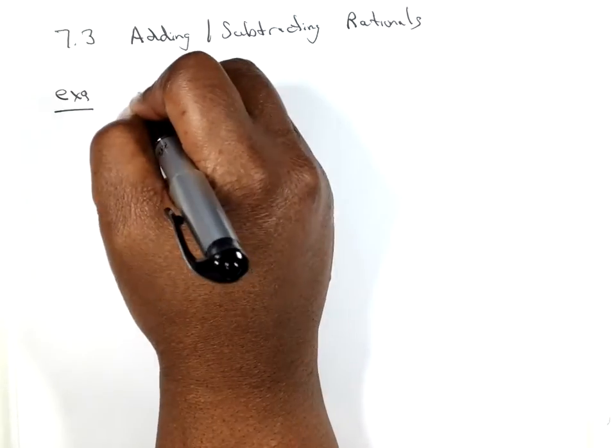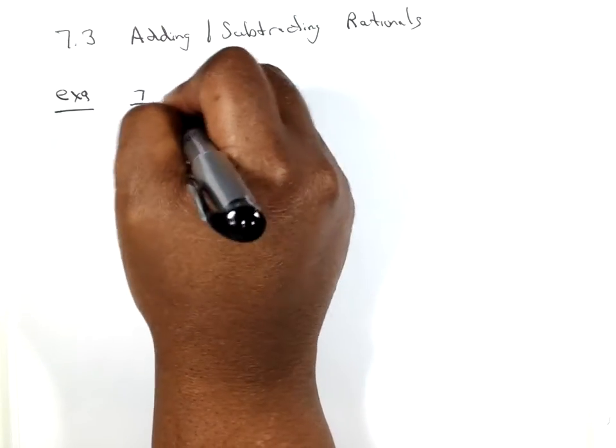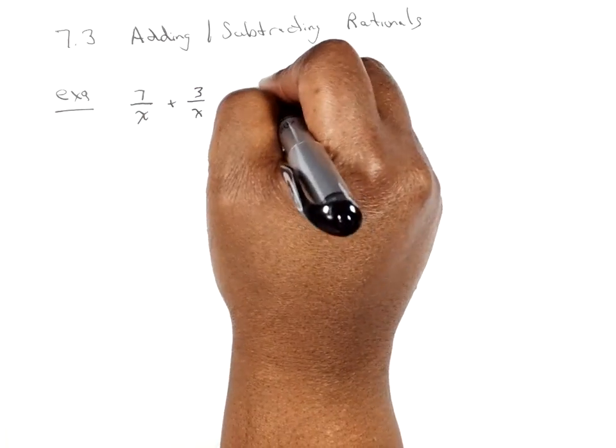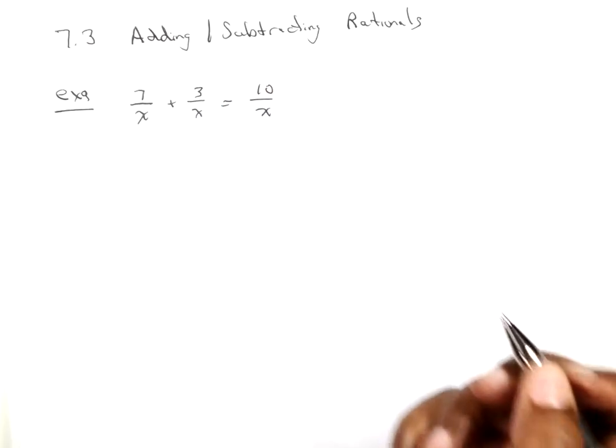So for my first example, I have 7 over x plus 3 over x. And because there's an x on the bottom for both of those, we can just add them and we get 10 over x.